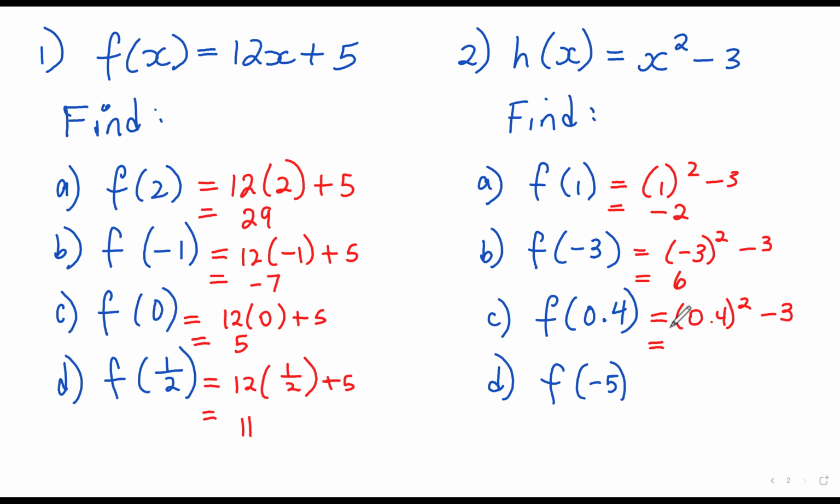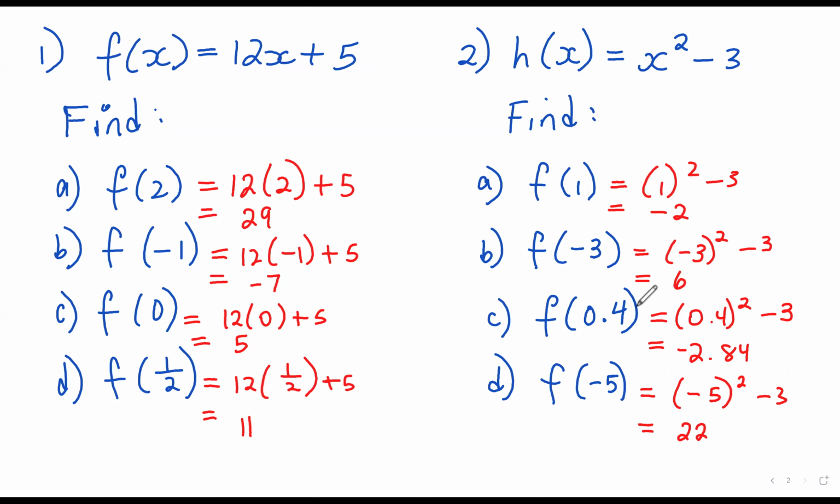All right, and then you have f of 0.4, so that would be 0.4 squared minus 3. 0.4 squared will be, sorry, that'll be 0.16 because 4 squared is 16. So that's 0.16 minus 3, which will be negative 2.84. And then finally, f of negative 5. So this will be in brackets minus 5, all squared, minus 3. And that gives me negative 5 times negative 5 is 25, and 25 take away 3 is 22.